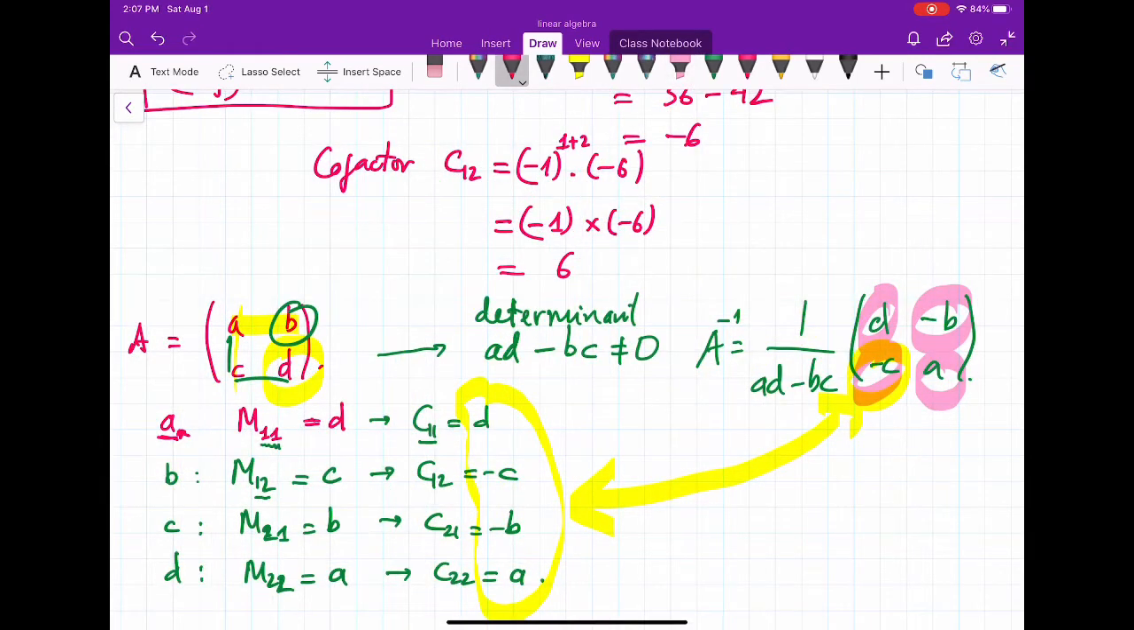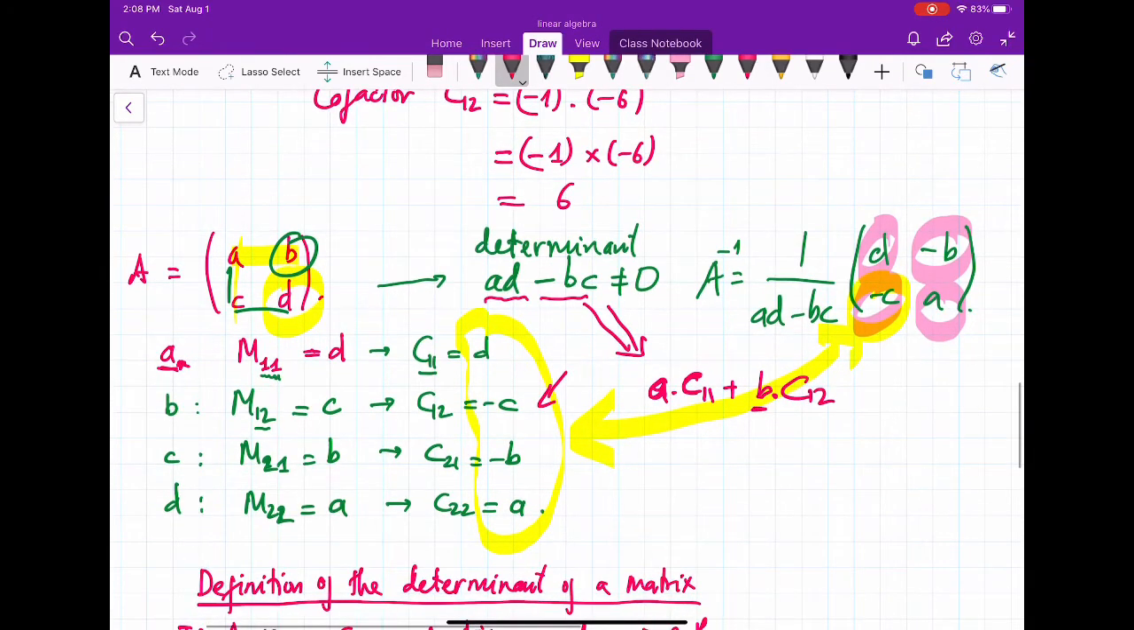And what is the determinant of a 2 by 2 matrix? AD minus BC, you see? AD minus BC. So if you look at this from the point of view of cofactors, what can you see? You can see that this is A times C11, right? Is that correct? D is C11, plus B times C12. You see? Because B times C12 is negative BC.